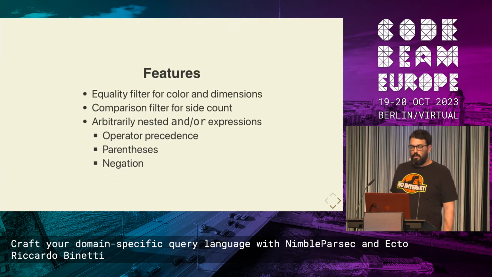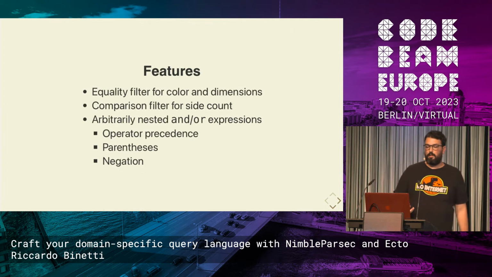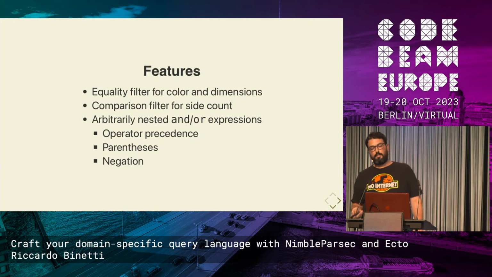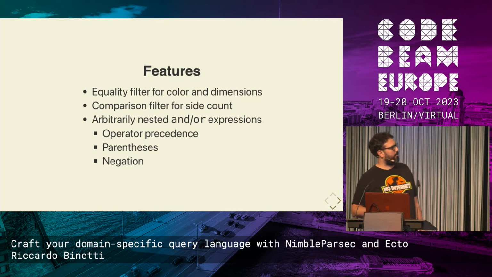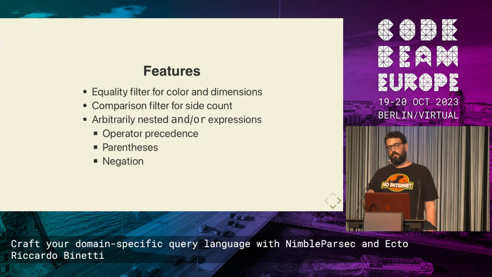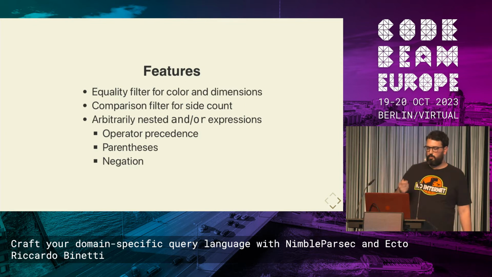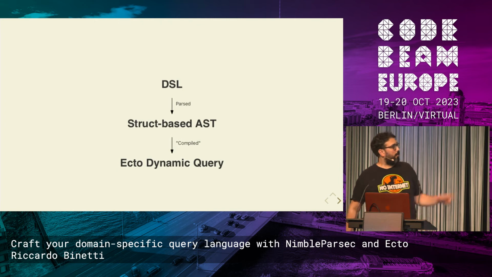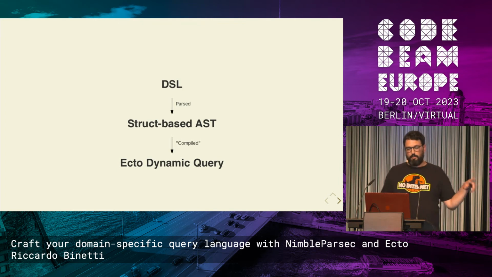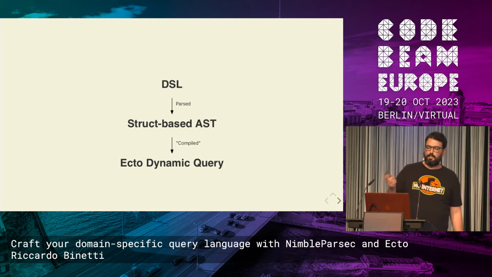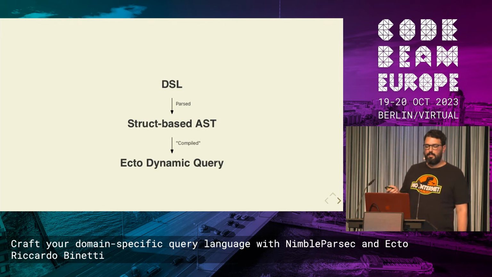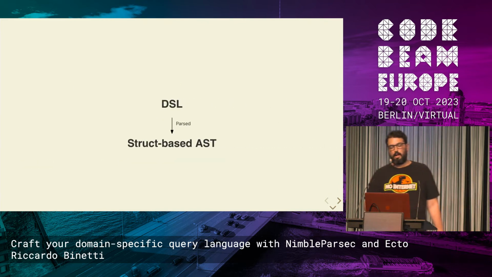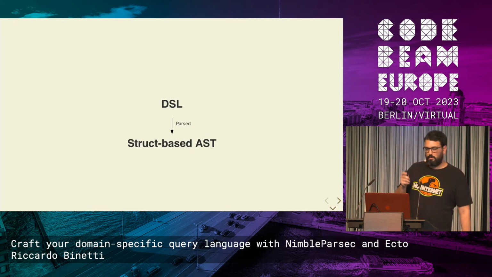The features of our DSL are going to be equality filters for color and dimensions, comparison filters for side count, and arbitrarily nested and/or expressions. So we have operator precedence, parentheses, and negation, all the goodies you'd expect. We're going to do that in 2 different steps. First, we're going to parse the DSL into a struct-based AST, and then we're going to compile the AST into an Ecto dynamic query. So let's first look at the first phase, our parser.